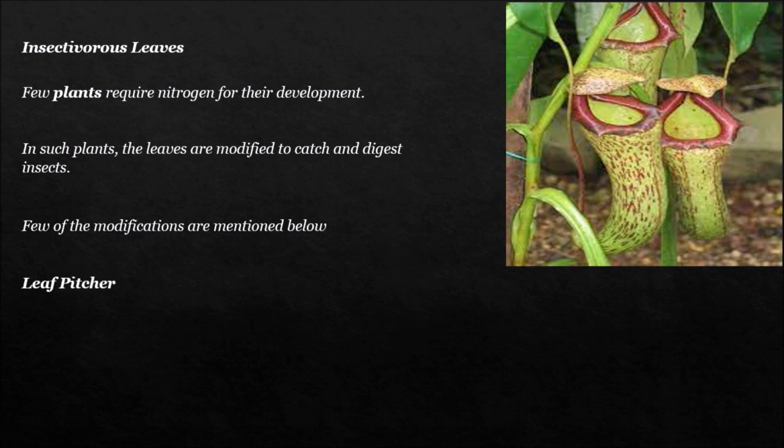Leaf pitcher and leaf bladder. We will talk about leaf pitcher and leaf bladder. So why did the insectivorous leaves get modified? In order to make sure that the nitrogen level required by the plants is sufficient, by catching and digesting the insects, the leaves show modification. This modification is nothing but insectivorous leaves, and the plants are called insectivorous plants. The two modifications are leaf pitcher and leaf bladder.